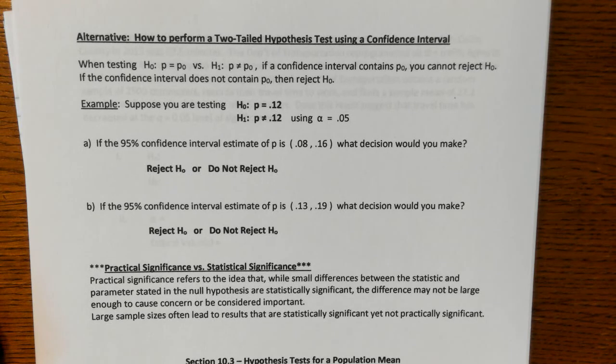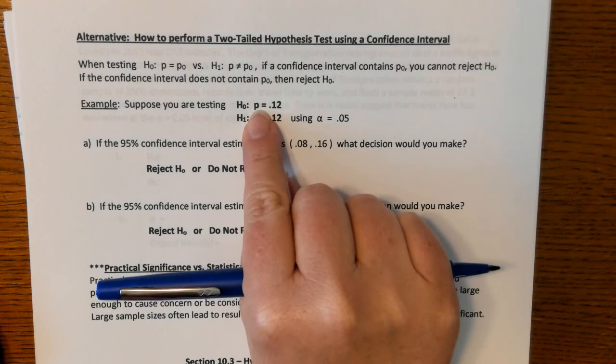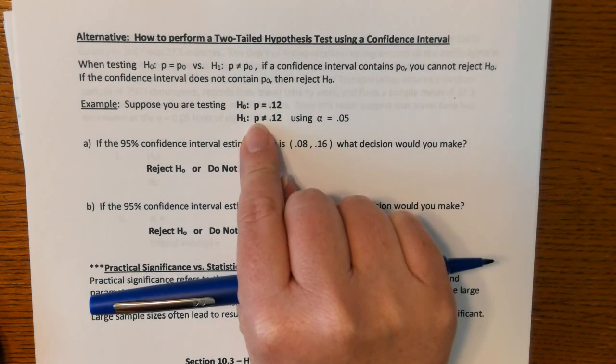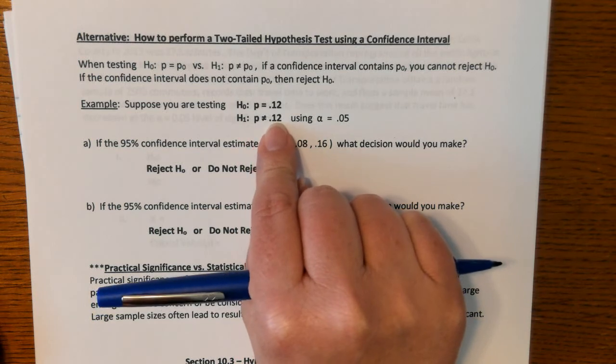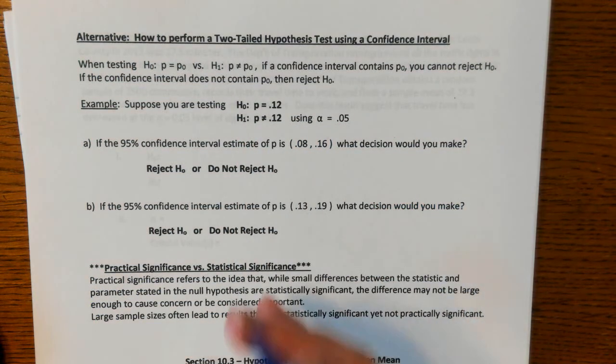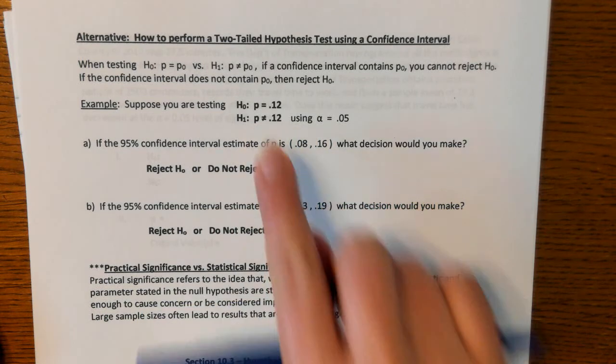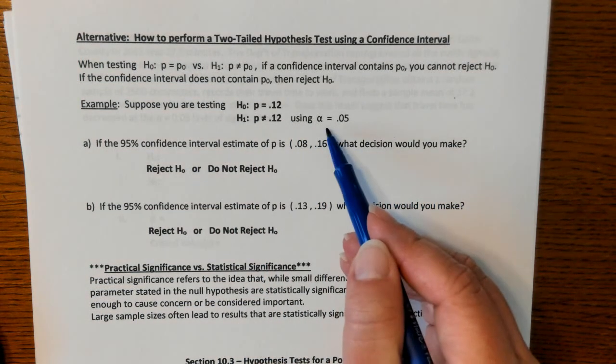Okay, I would think the proportion of people who like spinach is probably low. I don't like spinach. So let's say that p is 0.12. That's pretty low. Then my alternative would be, hey, the proportion is not 0.12. Now, this really only works when you're doing two-tailed tests, when you have the not equal to. And they're using alpha equals 0.05.